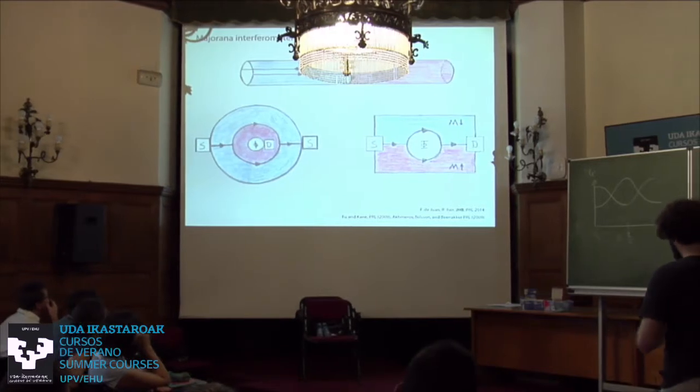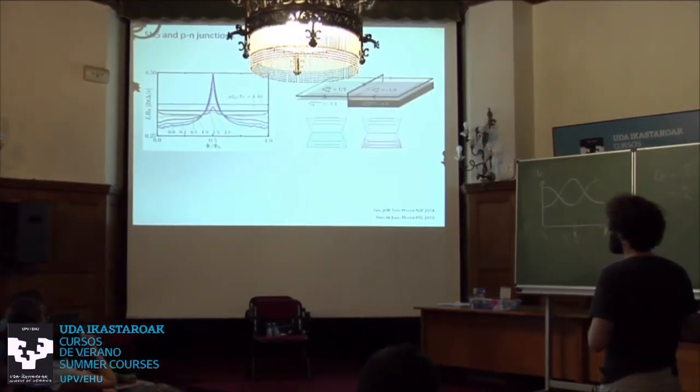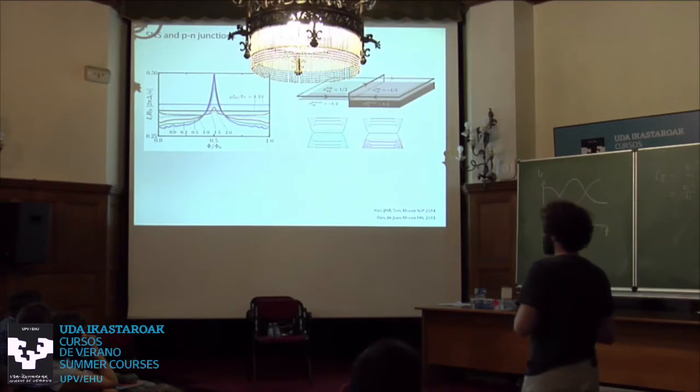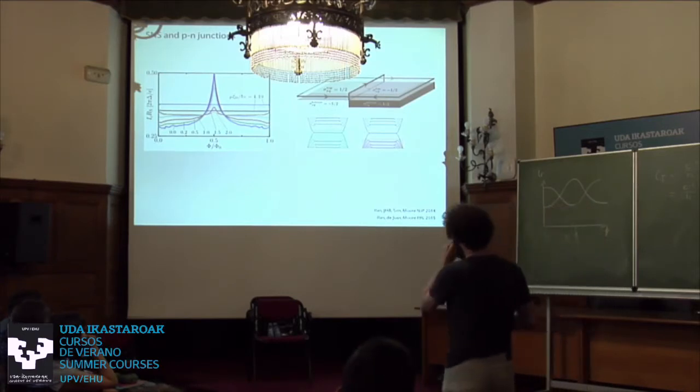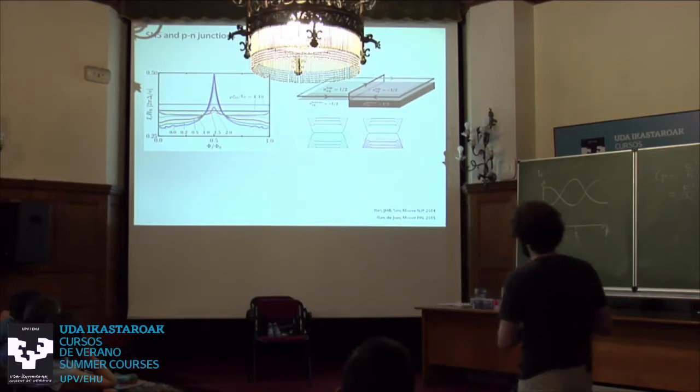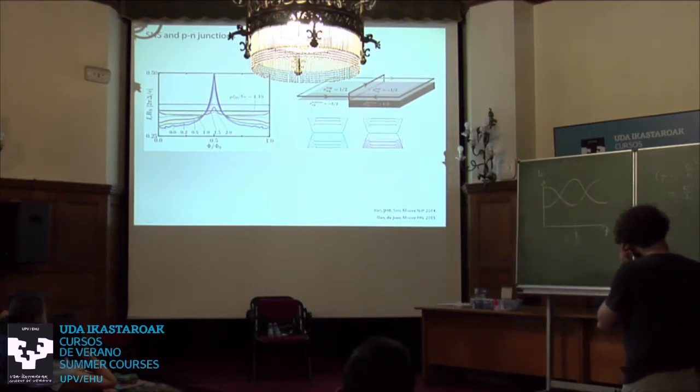So that's pretty cool. There are other cool things you can do with these. I'm not going to talk about this in great detail. There are a couple of papers here. For example, for the chiral mode, if you have a PN junction, you can make what is called a Mach-Zehnder interferometer. But again, I'm not going to talk about this.